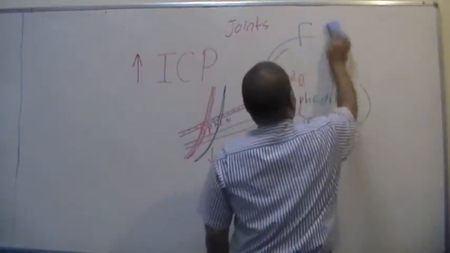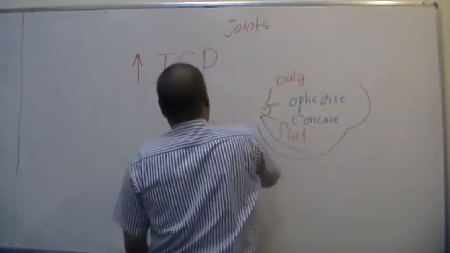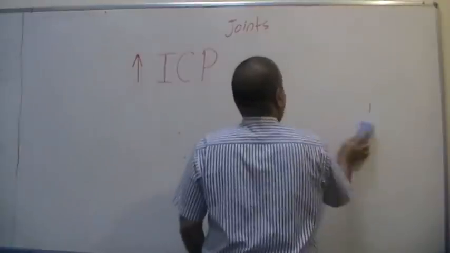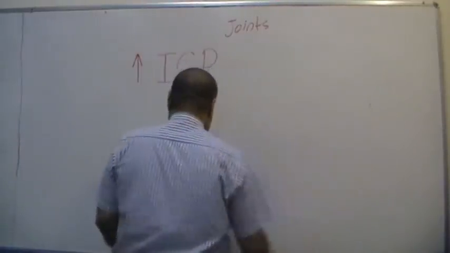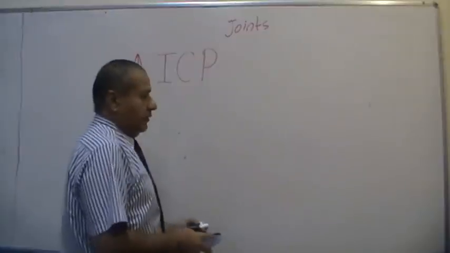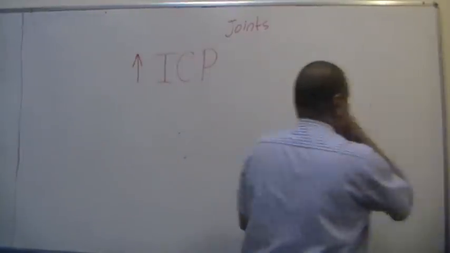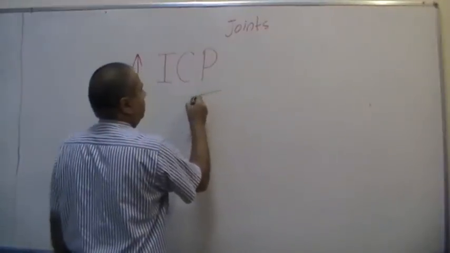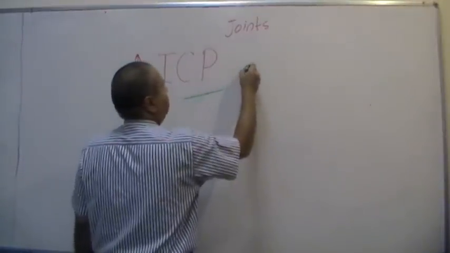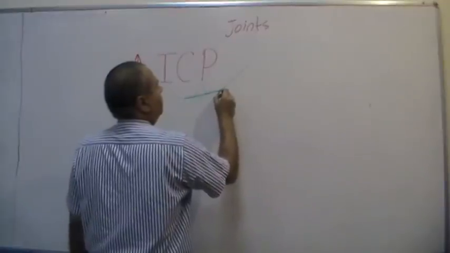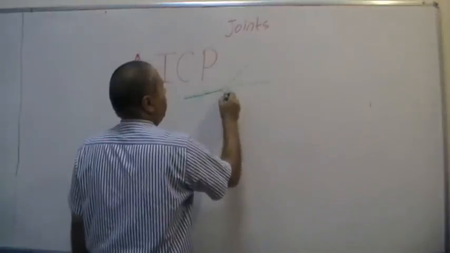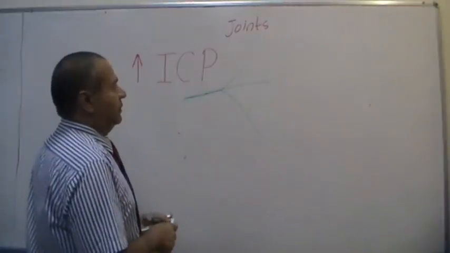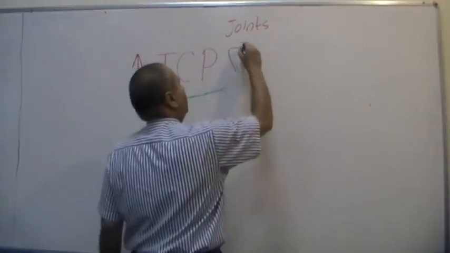The second one is the branches of the ophthalmic nerve. You know that the ophthalmic nerve enters the orbit. It gives 3 branches: the lacrimal nerve, the frontal nerve, and the nasociliary nerve. And all these branches enter through the superior orbital fissure.